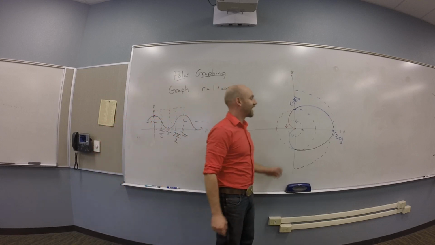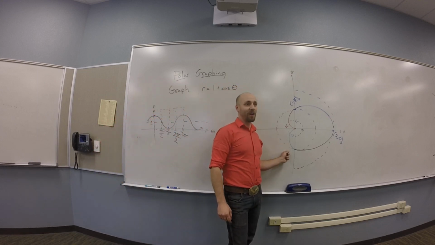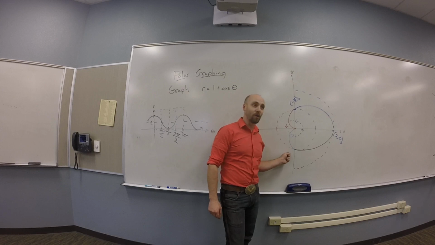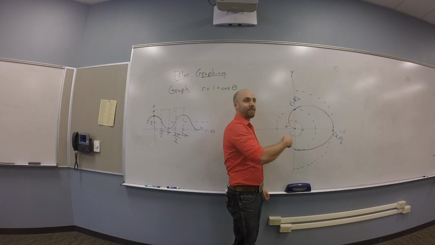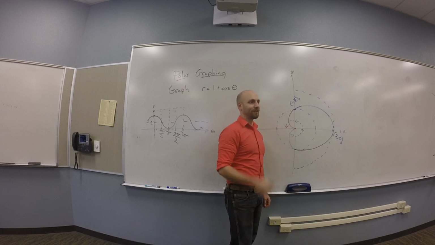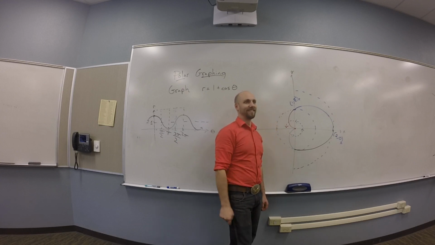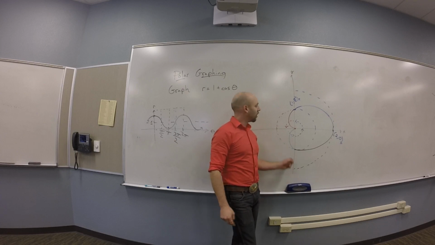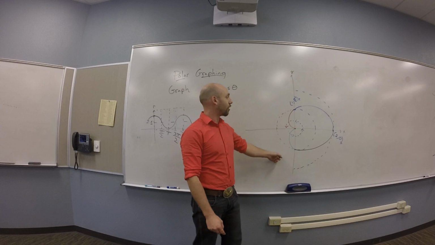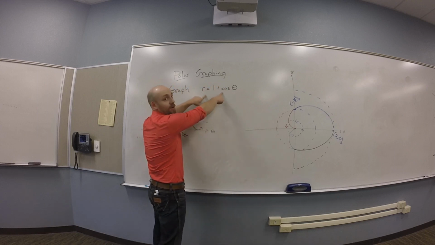Okay, so this thing's called a cardioid. Is it because it looks kind of like a heart? Yeah, that's right. Cardioid would be heart picture. So that's a cardioid from r equals 1 plus cosine theta. So there's a picture of a cardioid and the equation of a cardioid.